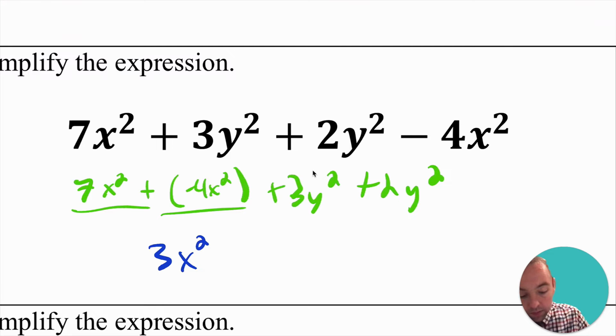And then we also have like terms with these fellows right here. Positive 3 plus positive 2 is positive 5. And then we can add plus 5y squared.